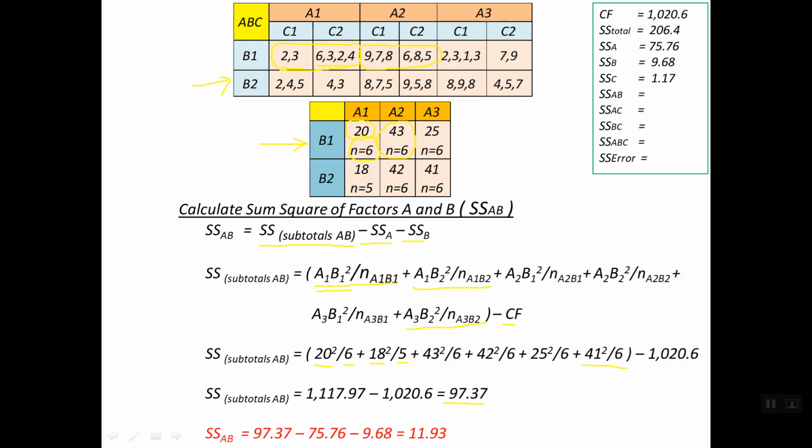Now we can return back to the main formula to calculate the SSAB. So we have 97.37, which is the SS for the subtotals between A and B. This is the value for SS for A, and this is the value for SS for B. So the SS for the interaction between factors A and B is equal to 11.93.